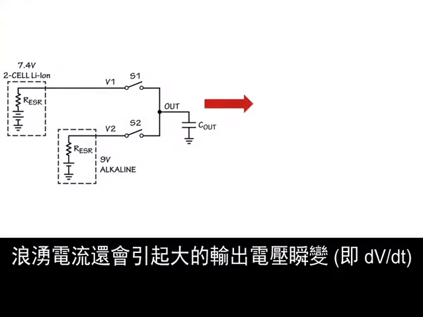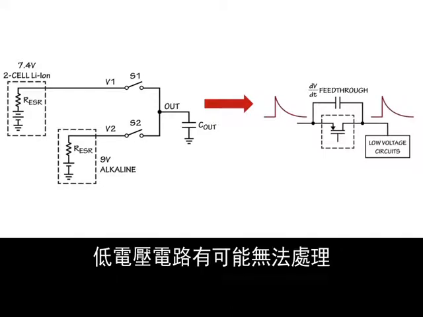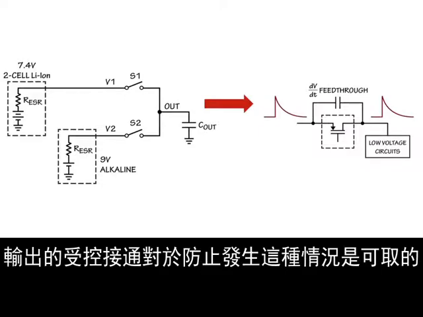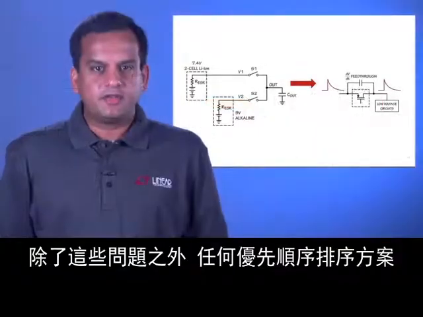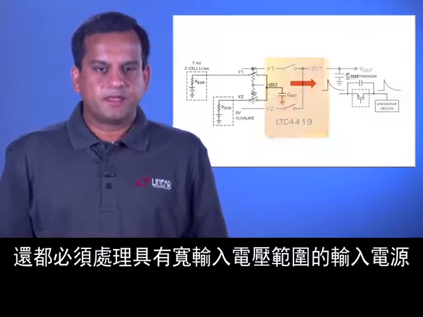Inrush current also causes large output transients, or dV/dTs, that can feed through to downstream circuitry. Low voltage circuits may not be able to handle the fast edges or higher voltages and can be damaged. Controlled turn-on of the output is desirable to prevent this. In addition to these problems, any prioritization scheme must handle input sources with a wide range of input voltages.